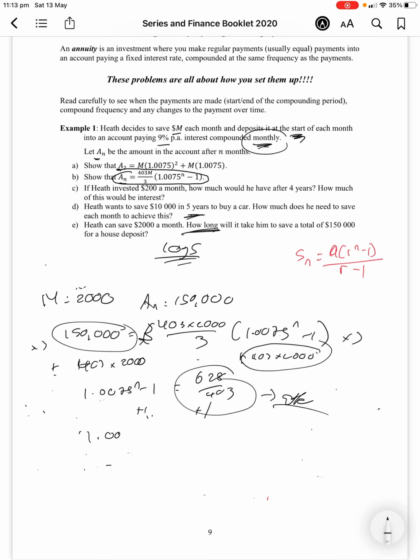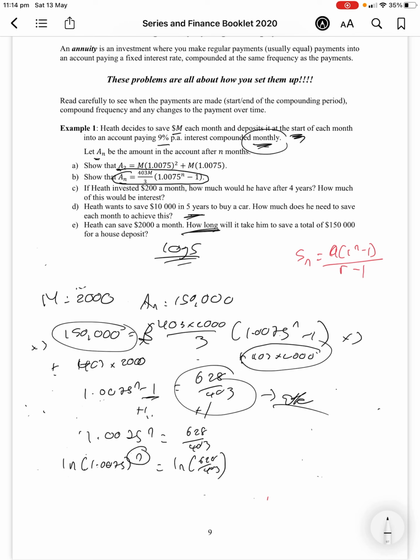So I have 1.0075 to the n equals 628 over 403. So yeah, that's what I should get after I've added the 1. Everything else that it says still stands. Then anytime I have something like this, I'm going to take the log of both sides. And that's a really important feature of what we're going to do.